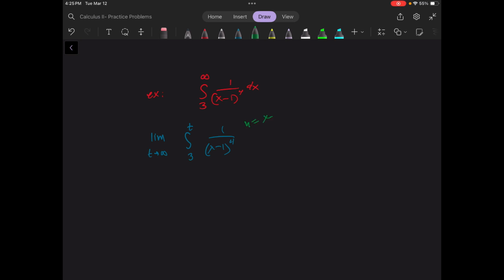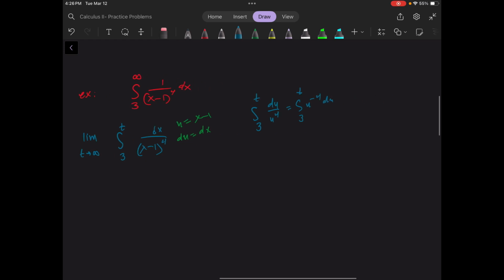Set u equal to x minus 1. du is equal to dx. So I should have a dx in here. Then let's just do the integral over here. 3 to t of du over u to the fourth power. 3 to t, u to the negative 4. Add 1 to the exponent, right? We're going to get u to the negative 3 and multiply by the reciprocal. We're finally going to evaluate that.